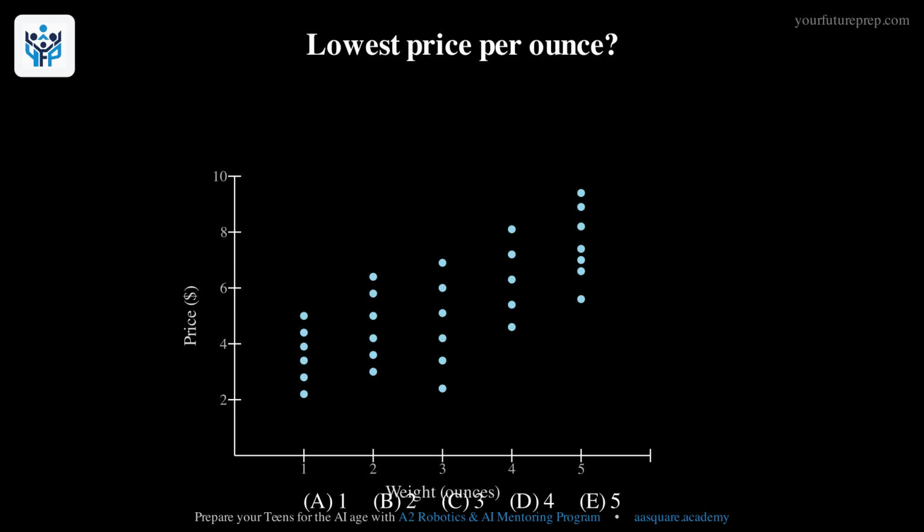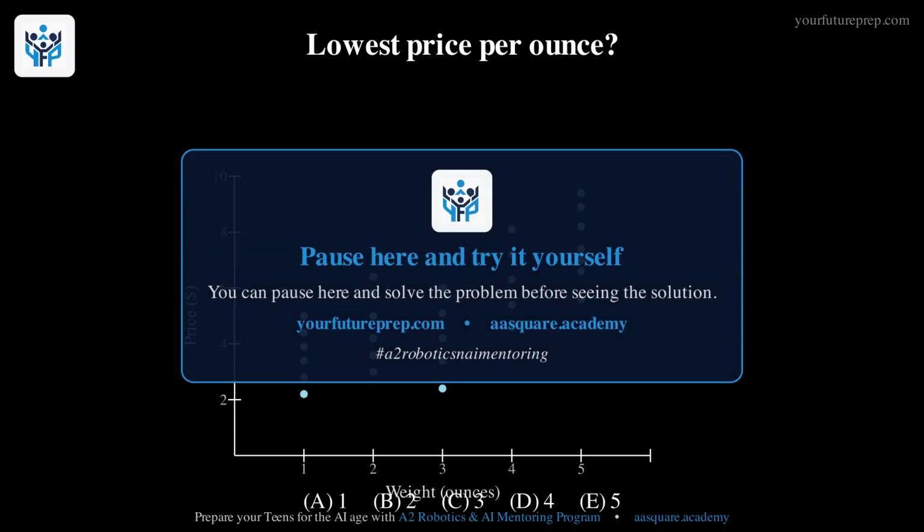In ounces, what is the weight of the pepper that offers the lowest price per ounce? The choices are 1, 2, 3, 4, and 5. You can pause here and solve the problem before seeing the solution.